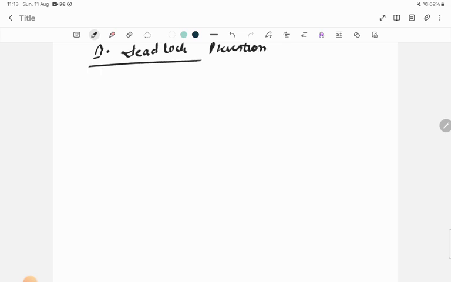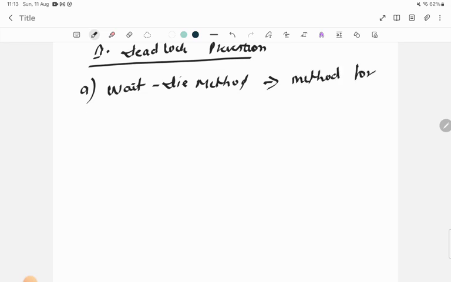Okay, so this is a very important topic inside the deadlock. The first part is deadlock prevention, which means the strategies that are going to prevent the deadlock. So the first strategy for deadlock prevention is the wait-die method. It is a very important method for deadlock prevention.